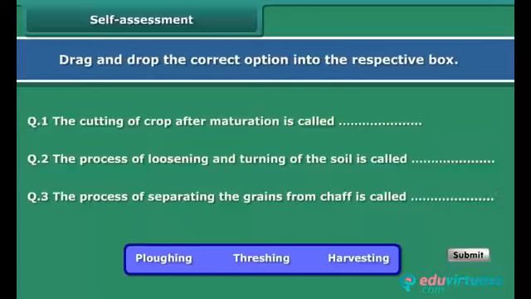Now it's time to have some fun. Drag and drop the correct option into the respective box.